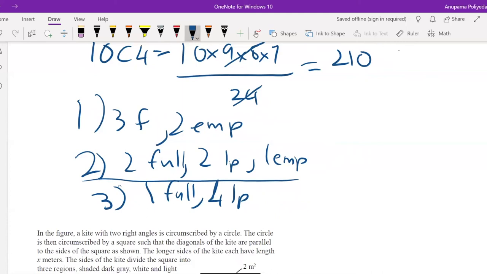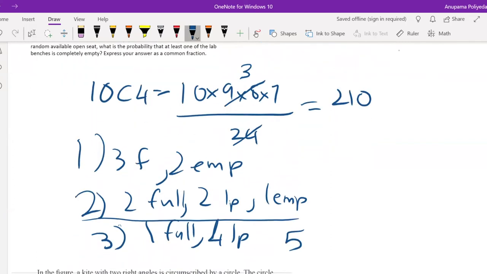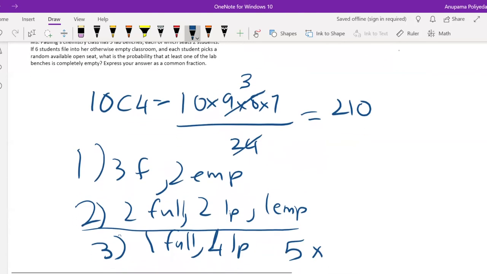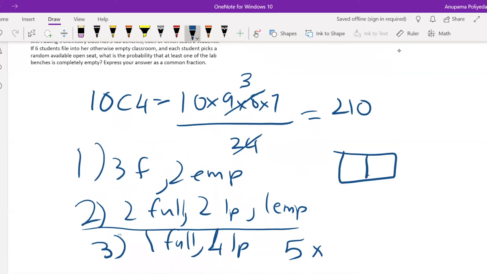So how many ways are there to pick a full bench? 5, because we have 5 possible benches. And then we have 4 benches that have one person seated on them. So if a bench has 2 seats, how many ways are there to pick a seat for a bench? Six. 2, because let's just imagine this is a bench. If one person is trying to pick a seat, then there's 2 possible ways to pick a seat because there's 2 seats.